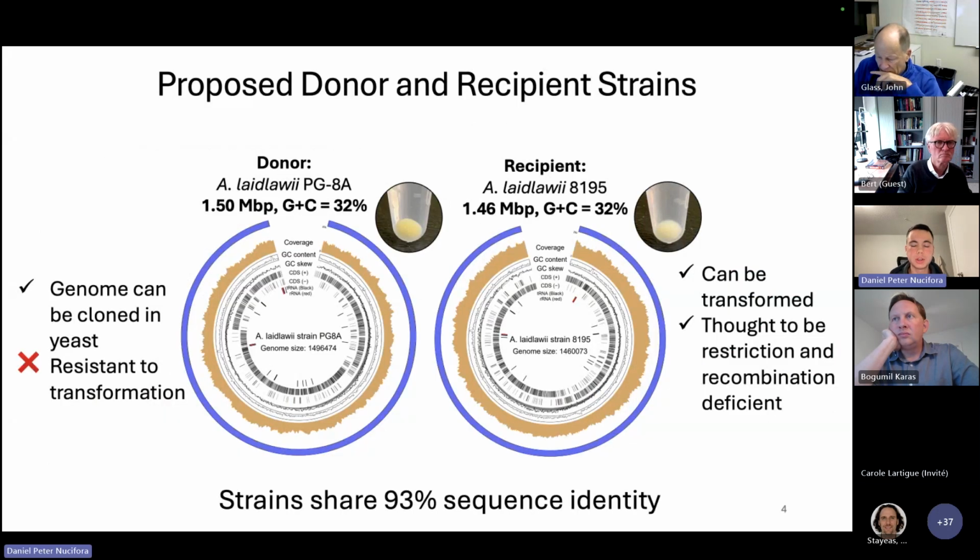Towards genome transplantation in laidlawii, we have selected two strains, one as a donor and one as a recipient. The donor we've chosen is strain PG8A. Bogomil has previously cloned the genome of this strain in yeast, so we know that it's possible and that presents a way to modify the strain in the future. However, in our experience, this strain seems very resistant to transformation, and for that reason, we've chosen a different strain, 8195, as a potential recipient. Strain 8195 can be transformed, and it's also thought to be deficient in both DNA recombination and restriction, which already make it a pretty good potential recipient.